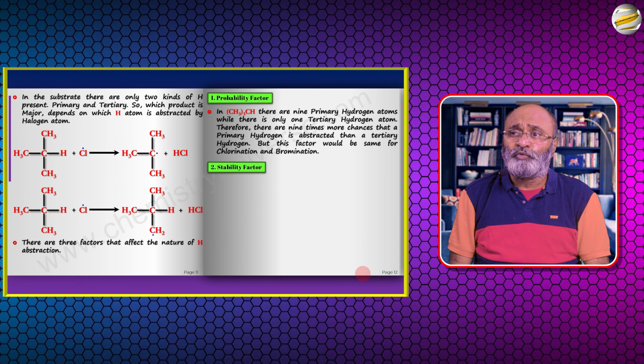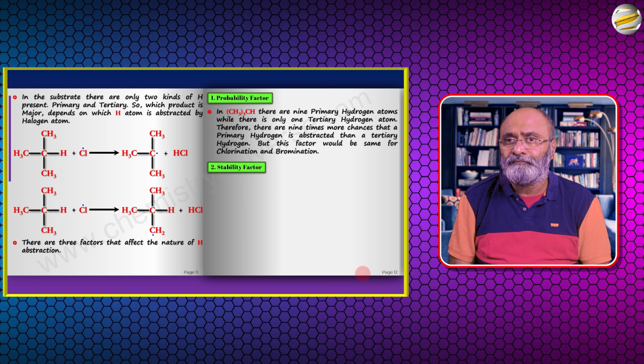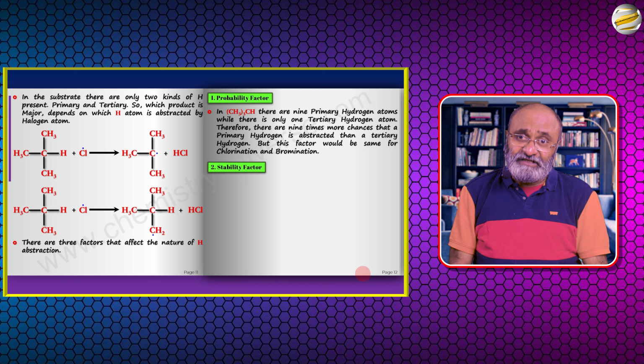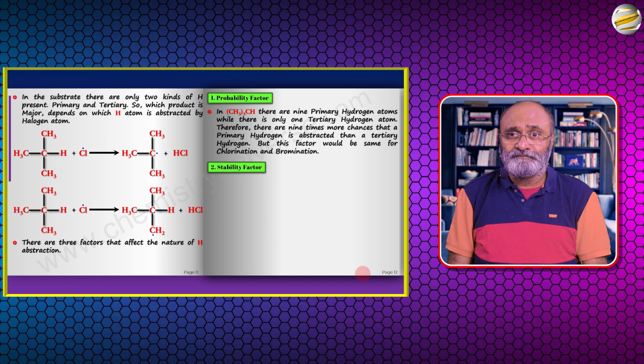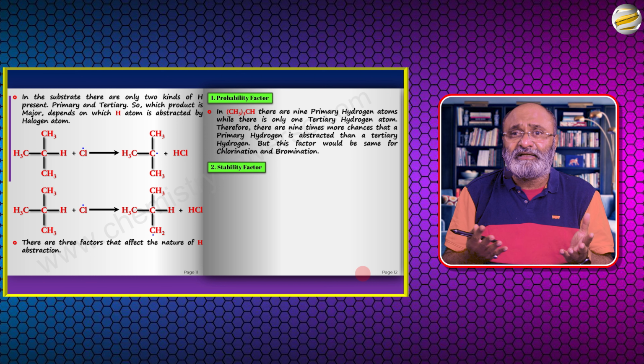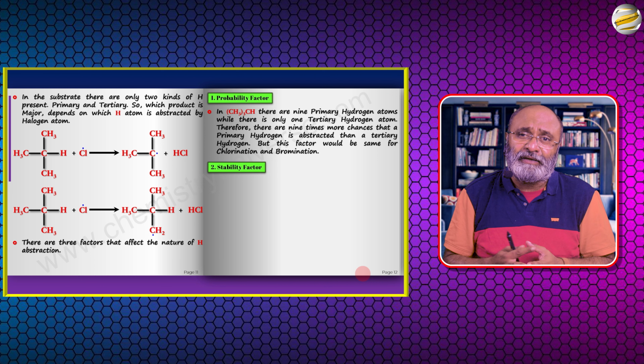Now this factor says which radical is more likely to form. Which is the more stable radical, tertiary or primary? Obviously tertiary. So if this factor alone were responsible, I'd get more tertiary product. And not only that, wouldn't I get the same thing for chlorination and bromination? Because the radical in either case would be tertiary, more stable than primary.